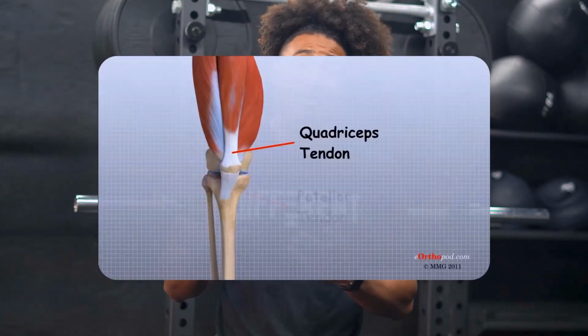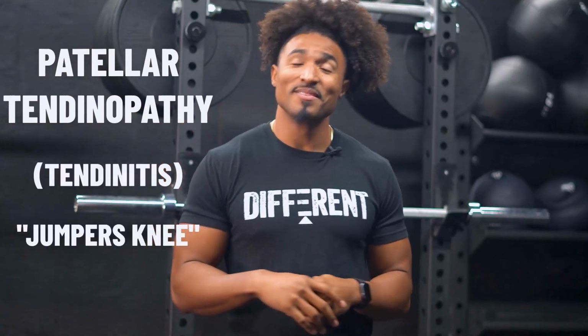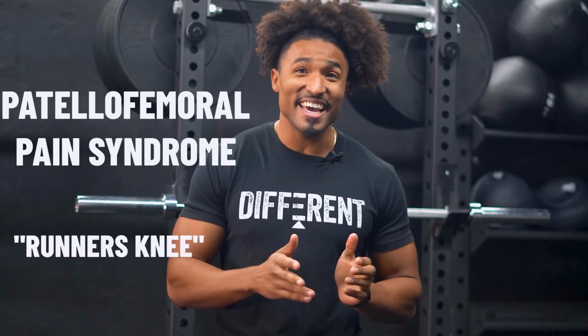Now, if you've checked all of these boxes and you still have nagging knee pain, then now we can take a deep dive into what's potentially causing you pain. One of the most common types of knee pain can be found in the patellar tendon. Now, in this tendon, it can actually be divided into two different types. Number one is known as patellar tendinopathy, aka tendinitis, aka jumper's knee. Number two is known as patellofemoral pain syndrome, aka runner's knee.